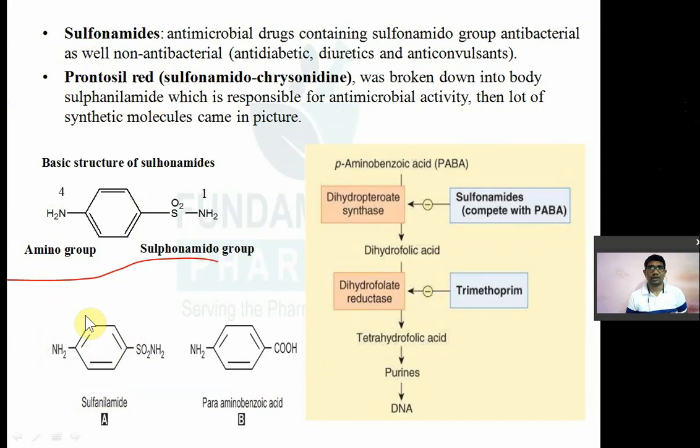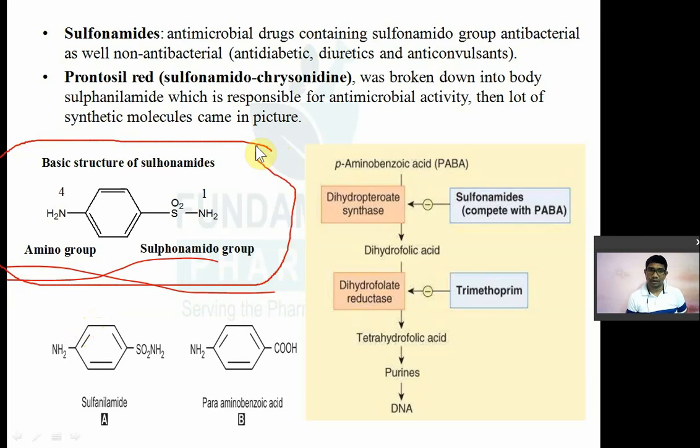Nowadays sulfonamides are no more used; only one drug is used, known as cotrimoxazole. That is a combination of sulfamethoxazole plus trimethoprim. That is the only drug available from this category. The rest of the drugs are no more used because a lot of new antibiotics are available for the treatment of infections, and these sulfonamides also have certain adverse effects. So only cotrimoxazole is used for certain conditions.